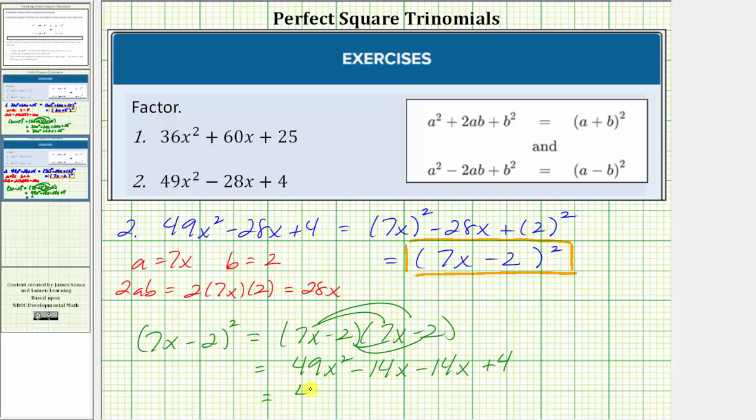Combining like terms, we have 49x squared minus 28x plus 4. Verifying our factored form is correct.